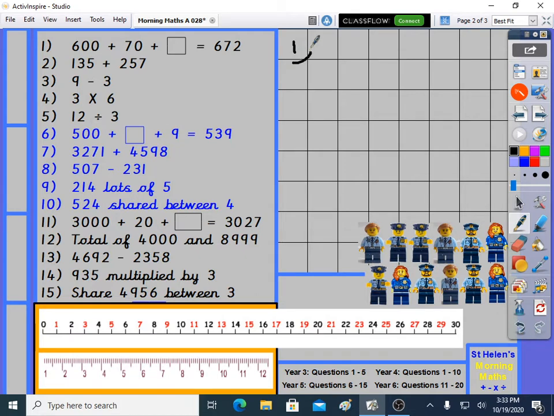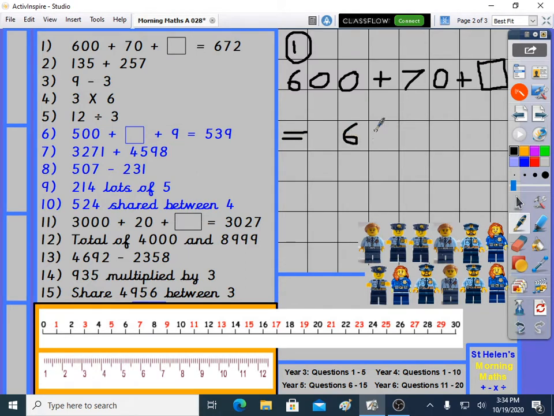Question 1. 600 plus 70 plus something equals 672. When I say "and," that's because plus means and. 600 and, or plus, 70 and, or plus, a mystery box, which I'll just fit in, equals 672.